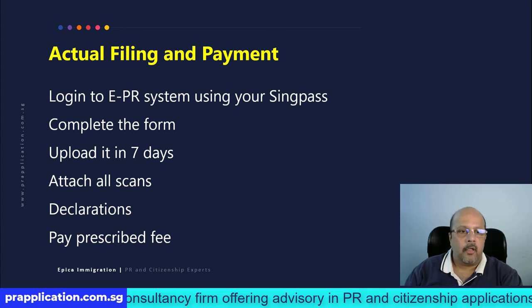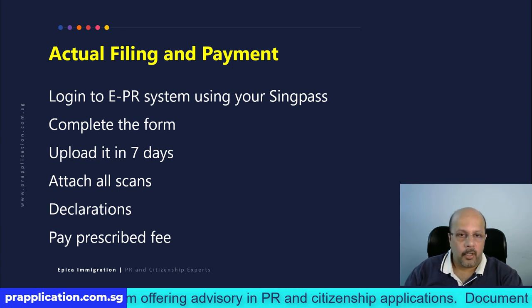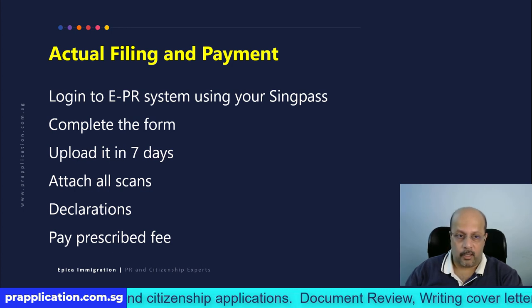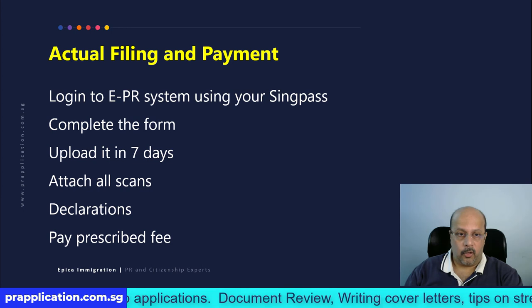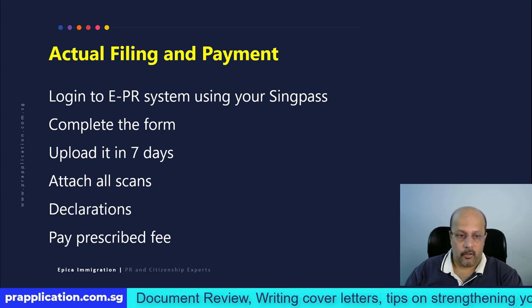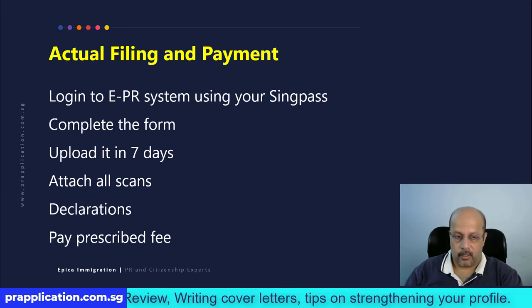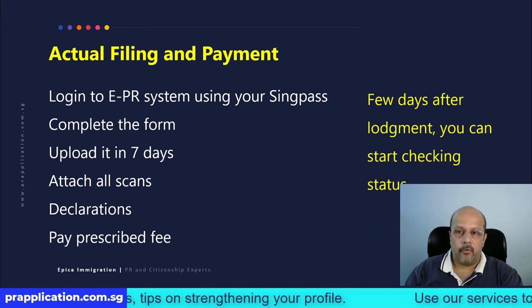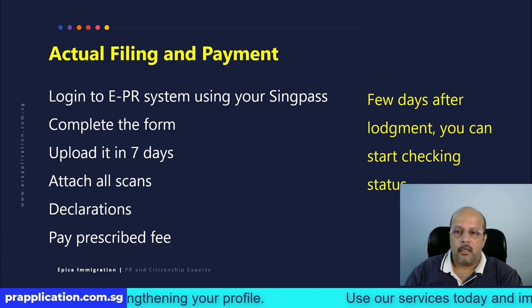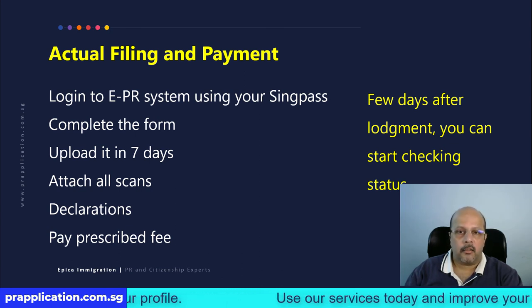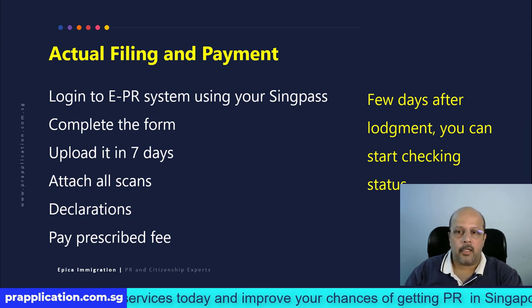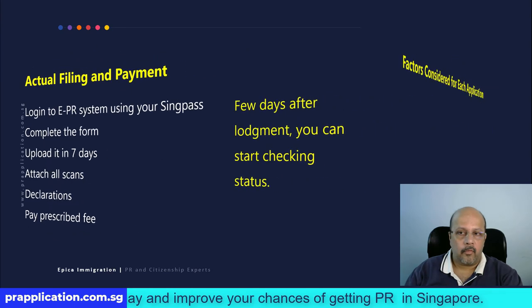Complete the form, and after completing you have to upload it back to the EPR system within 7 days. So you have only 7 days time. Attach scans of all the relevant documents. Then you have to file and tick some declarations and pay the prescribed fee. After a few days, after this lodgement, you can start checking the status on the EPR system. It will show you that it is in process, and one day when the process is completed, it will tell you that the result has been finalized.